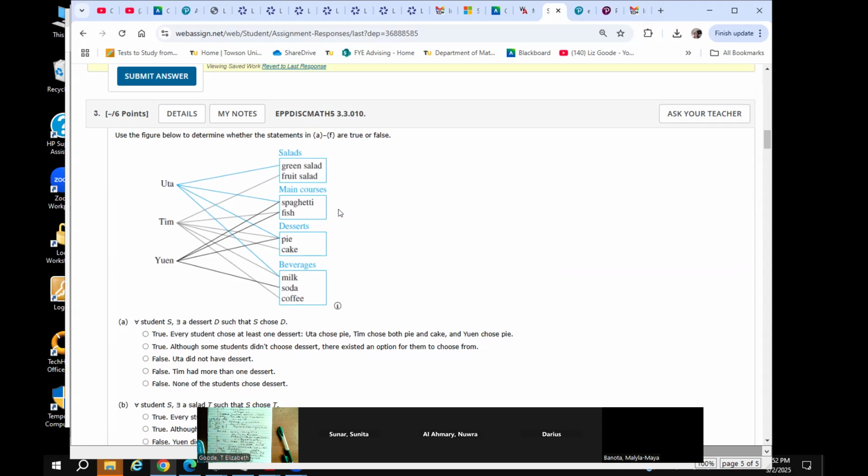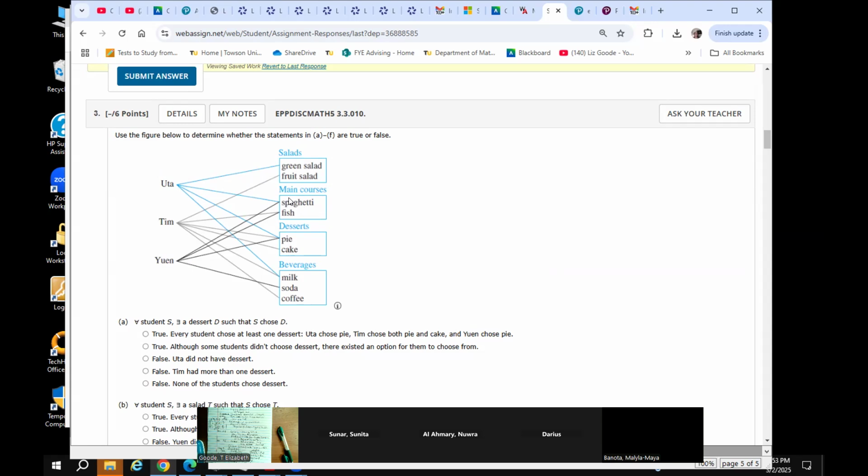And so is there one? Did everybody pick, well, definitely not salad, right? Because somebody didn't pick a salad. Who didn't pick a salad? Ewan, yeah, he didn't pick a salad. How about the main course? Did everybody get a main course? Yes. In fact, Ewan got two. So that's one. Everybody got a main course.